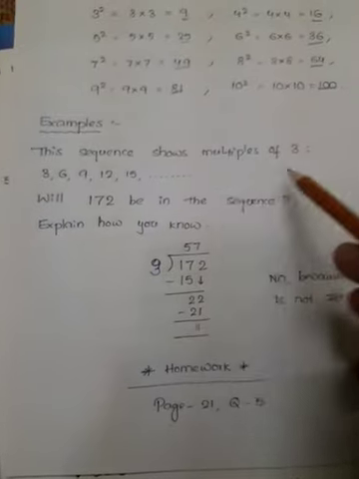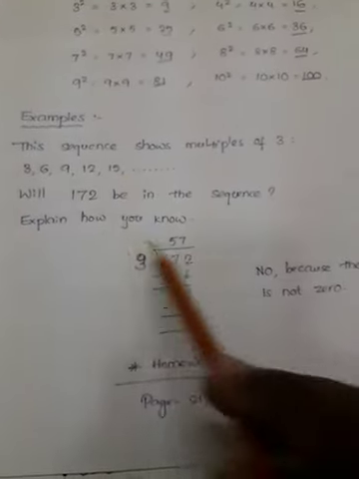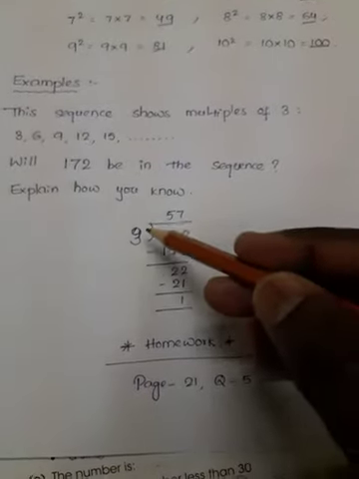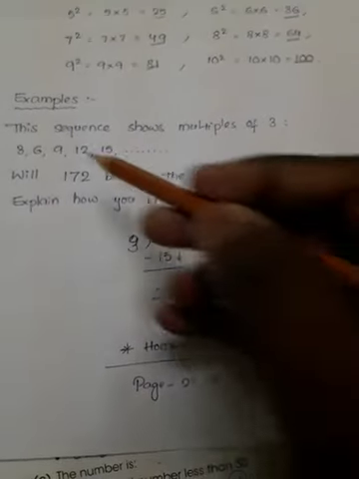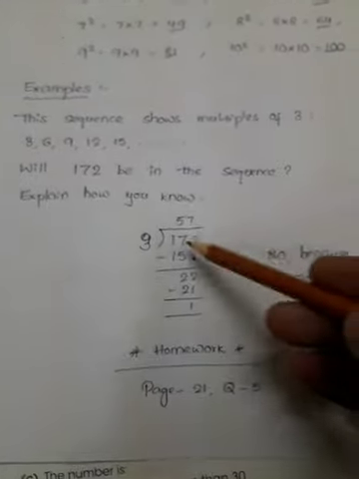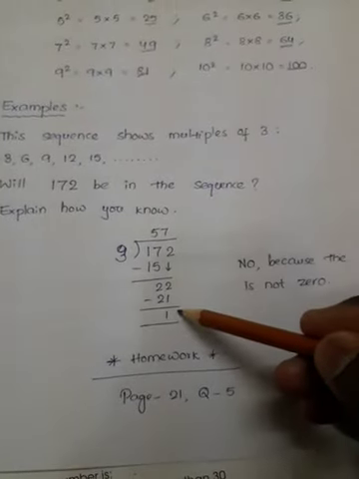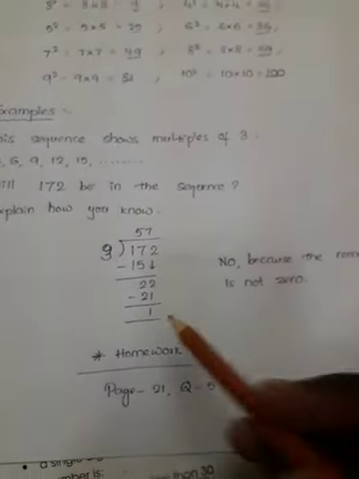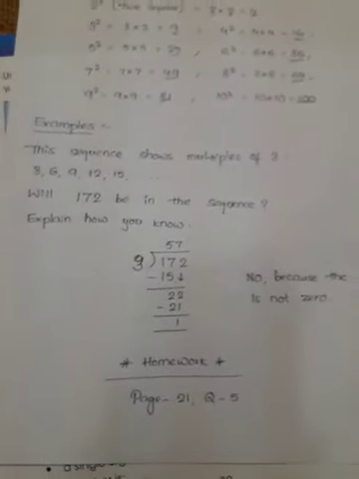Okay, this is the example question you have to look at here. This sequence shows multiples of 3: 3, 6, 9. So will 172 be in the sequence or not? How do you check it? If you look at this sequence, it increases by 3 each time. So with the 3 table, when you divide, if the remainder is not 0, that number is not in the sequence. If the remainder is 0, then that number is in the sequence. Okay, so similarly you have to do it.